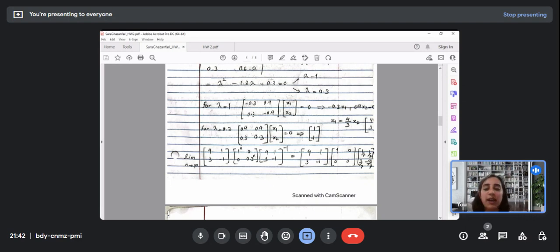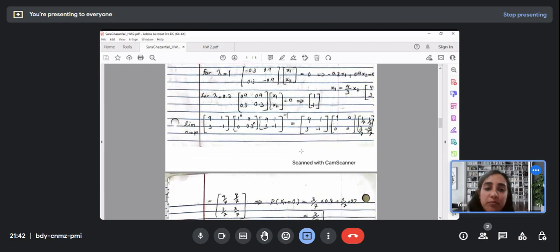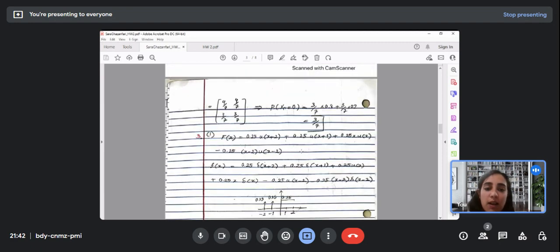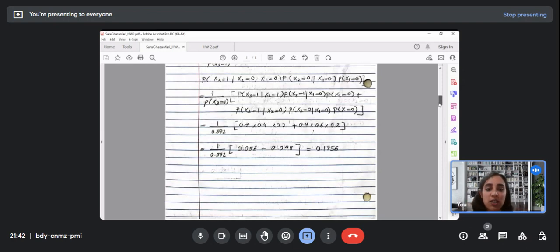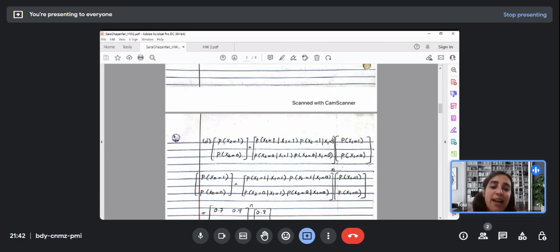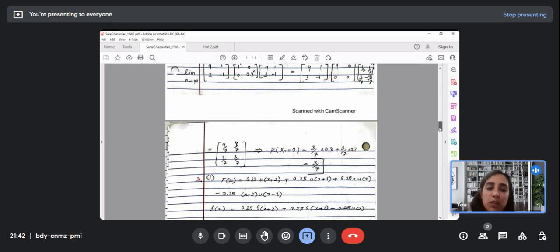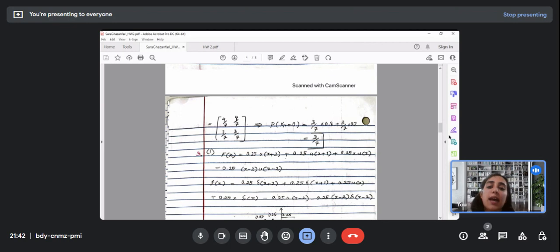So I have written it here, and then I should multiply this matrix with the matrix here, which has the probability of x1 equal to 1 and the probability of x1 equal to 0. Actually, you will use one of these, and then we will get to our answer.